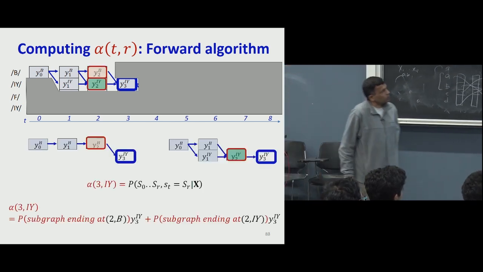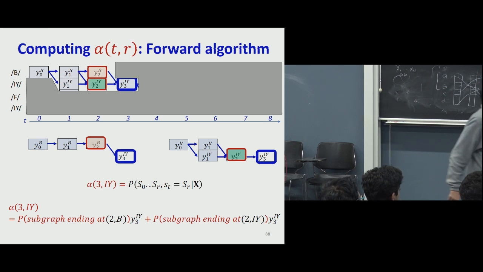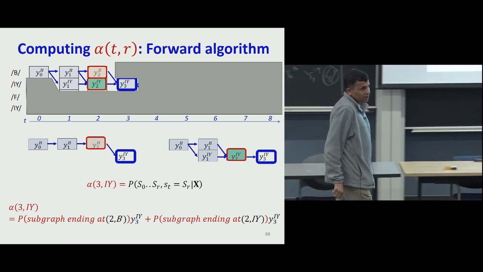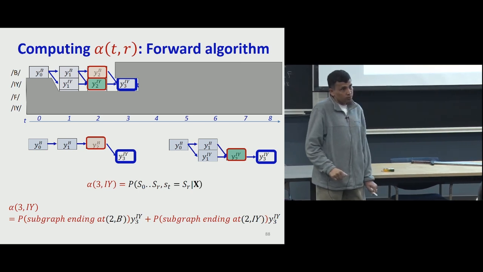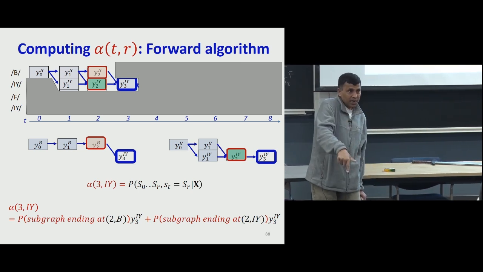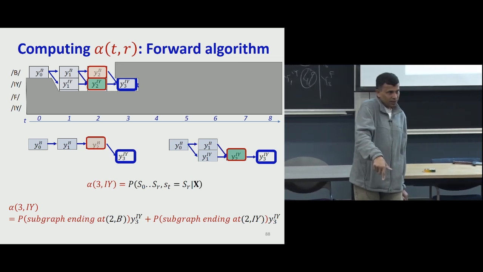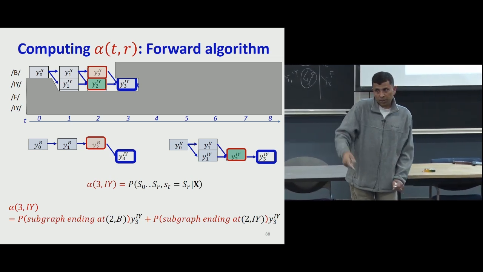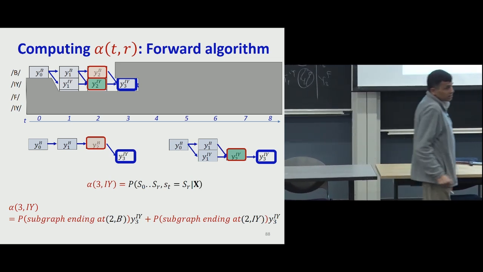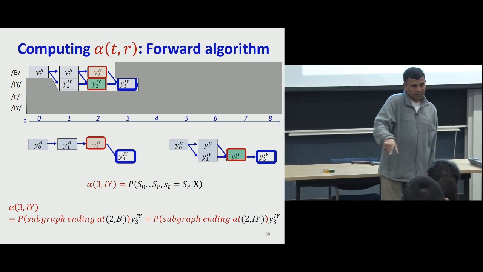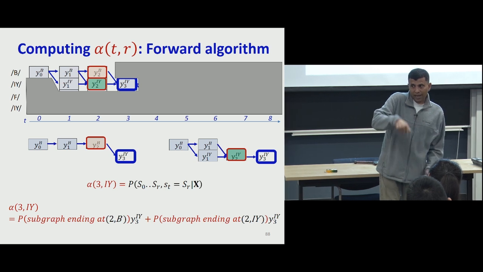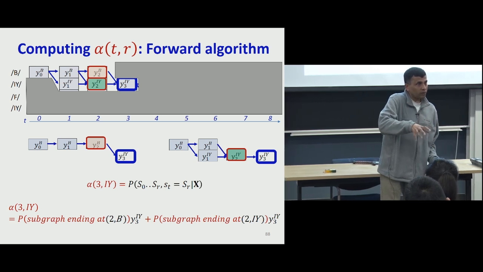This probability, the total probability of the entire subgraph that ends up at y3e, is going to be the total probability of the subgraph that ends up at y2b and extended to include y3e, plus the total probability of the subgraph that ends up in the green box, y2e, extended to y3e. Because the graph that ends at that final node is an extension of one of these two subgraphs.